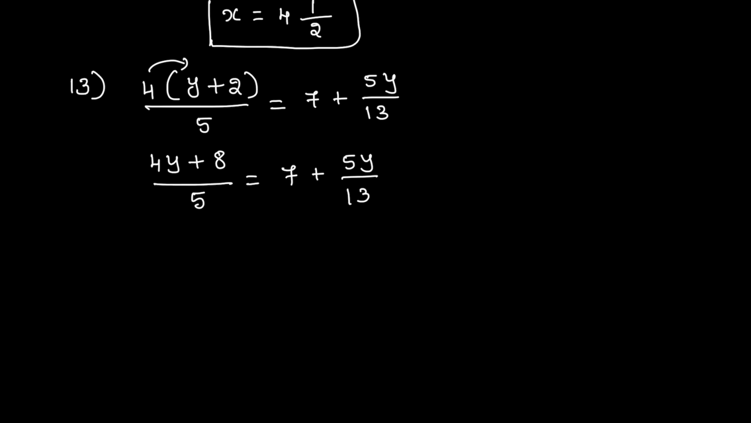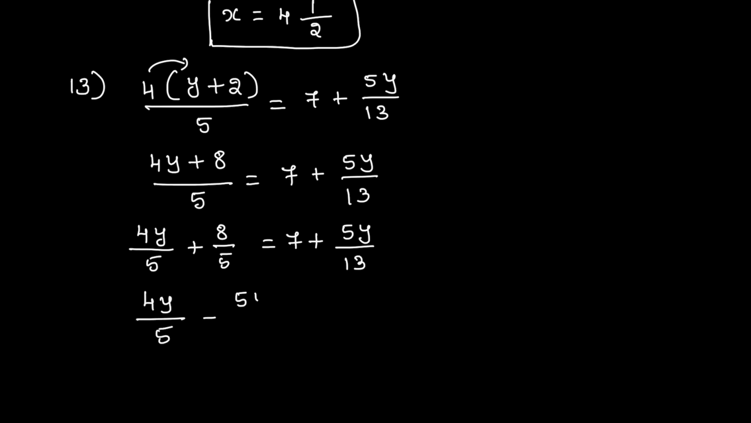So in this case, we can simplify. Take all y terms to one side and numbers to the other side. 4y by 5 and 8 by 5 we can split, and 7 plus 5y by 13. Now we can take 4y by 5 minus 5y by 13, equal to 7 minus 8 by 5.